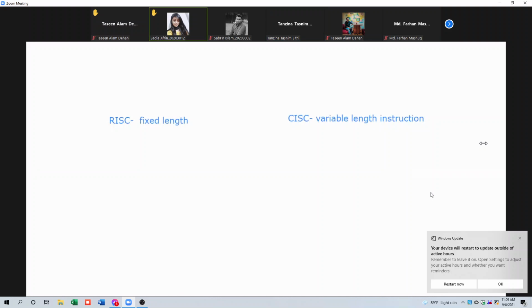Yes, ma'am. RISC has fixed length instruction because we use only registers here. But in CISC, we use registers as well as addressing modes like immediate addressing mode, direct addressing mode and indirect addressing mode. At that time our operand bits will not be the same all the time. That's why CISC is not fixed length, but RISC is always fixed length.